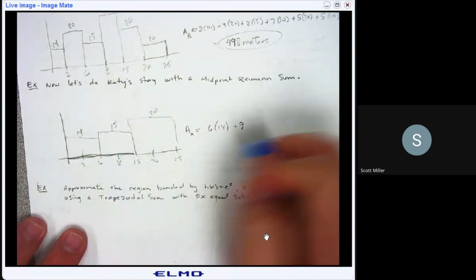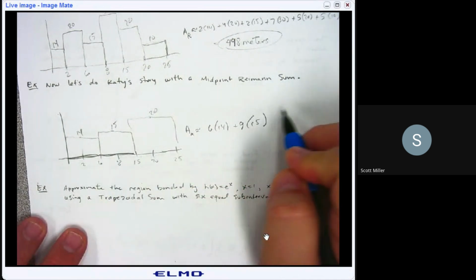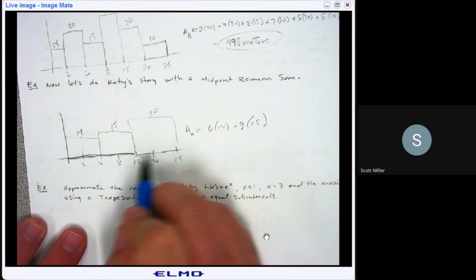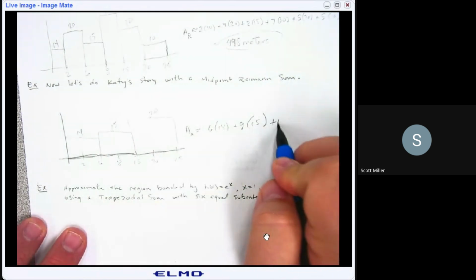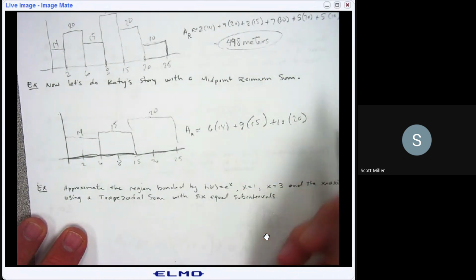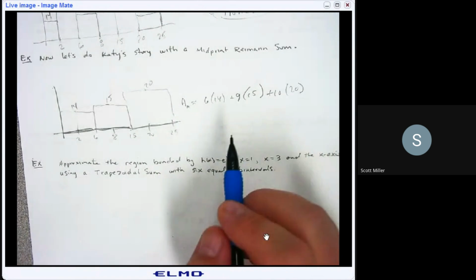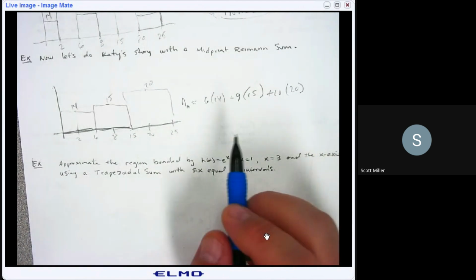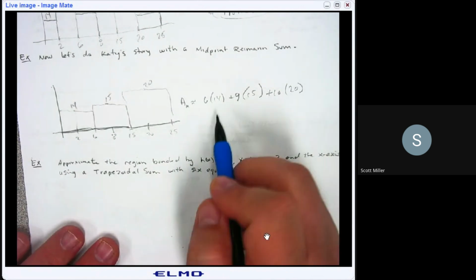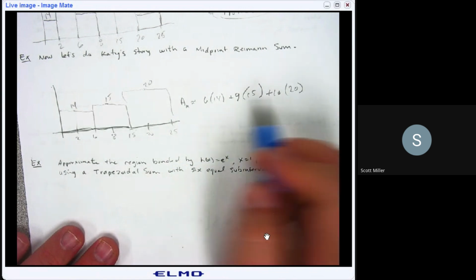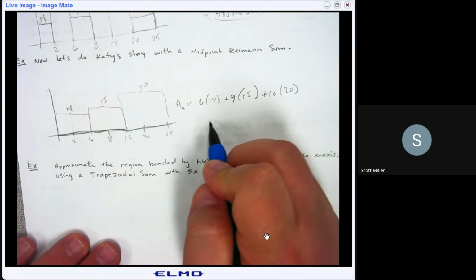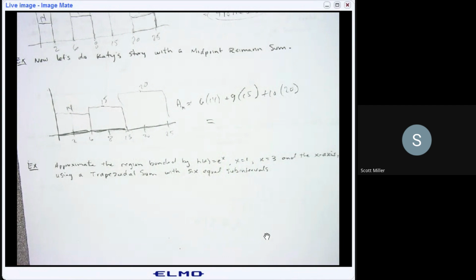So 9 times 15. And then over here, we're going to have 10 times 20. And we can work this out and get an answer for that. I didn't multiply this out, so I don't know the answer real quick. So you can figure that out and get an approximation there.